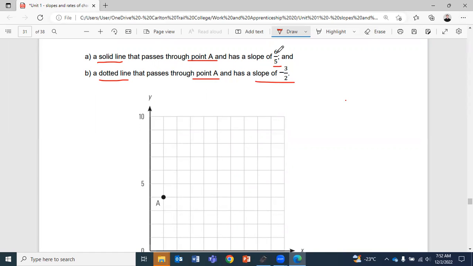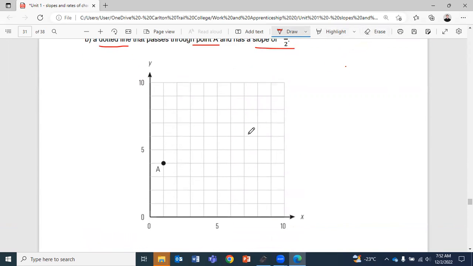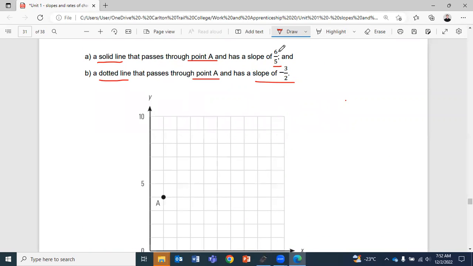So first off, we see this as positive. So I know it's going to go up as we go left to right. We're doing point A here, the one with a slope of 6 to 5. So why don't we start from this, right? This is rise over run. I rise 6 for every 5 I go across, okay?